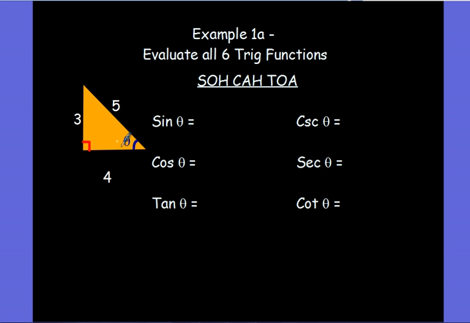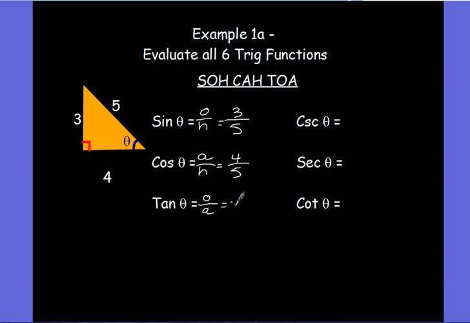So here's my theta, which makes this 3 my what? And makes the 4 my what? And then, of course, my 5 is always my hypotenuse. Okay? So all I'm asking you to do is, based on this triangle, tell me what sine, cosine, tangent, cosecant, secant, and cotangent are. So according to my rule, sine is what again? Which is 3 over 5. That's simple. Okay? Cosine is what? Adjacent over hypotenuse, which in our case is what? 4 over 5. Tangent is what?